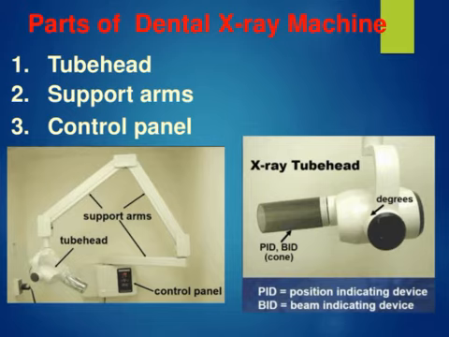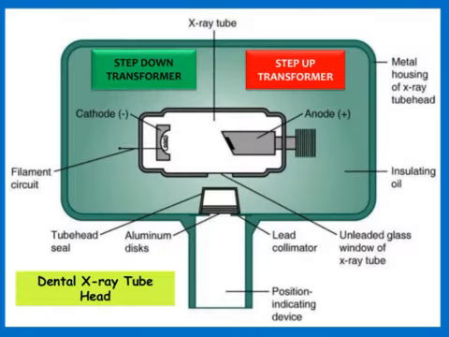Okay, so the dental X-ray tube forms the brain, which is supported with the help of the X-ray tube head, and then support arms are there. Control panel forms the heart, which regulates all the current. Okay, so on the tube head you have a cylinder shaped device. It's called the cone or the PID or BID. Now these parts we have labeled during the lab time, but I will just go through it once again.